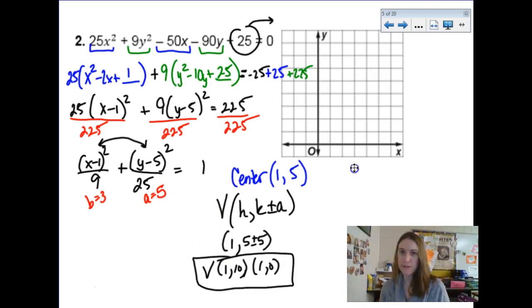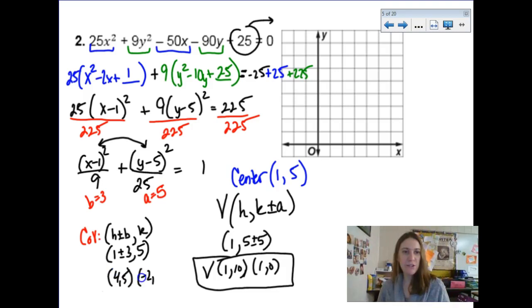Now let's find our co-vertices, which would be on our minor axis. So for a vertical ellipse, it's Friday, can you tell? The formula would be at h plus or minus b, comma, k. So for our information, that would be 1 plus or minus 3, comma, and then 5 is going to stay the same. So our ordered pairs are at 4 comma 5 and negative 2 comma 5.